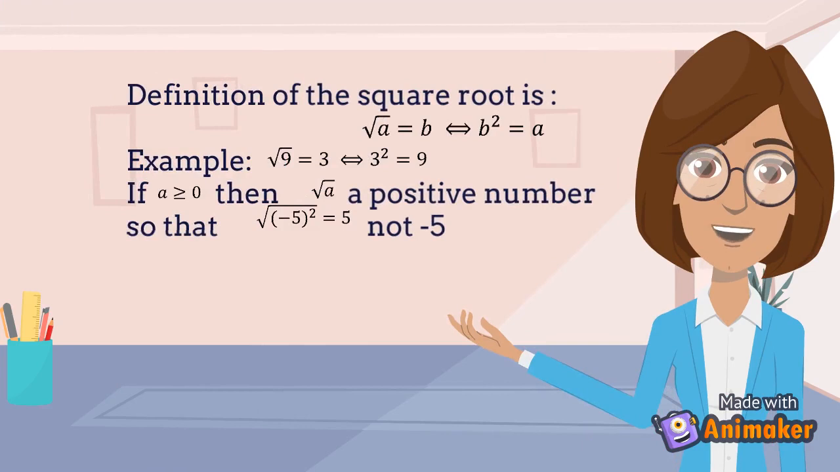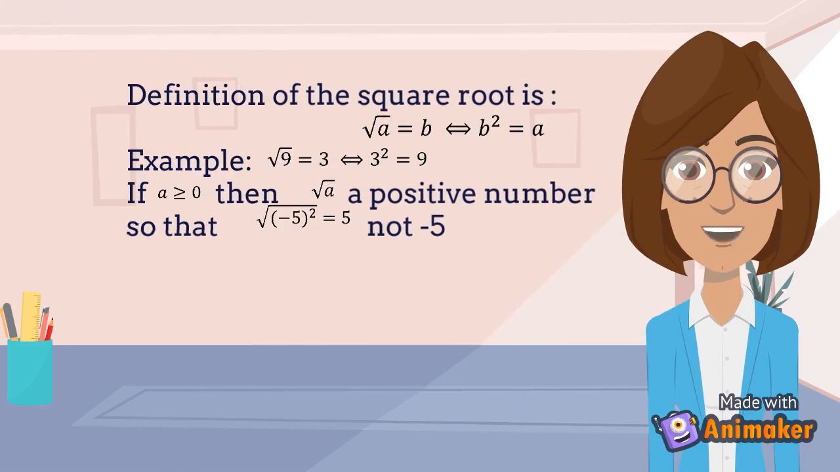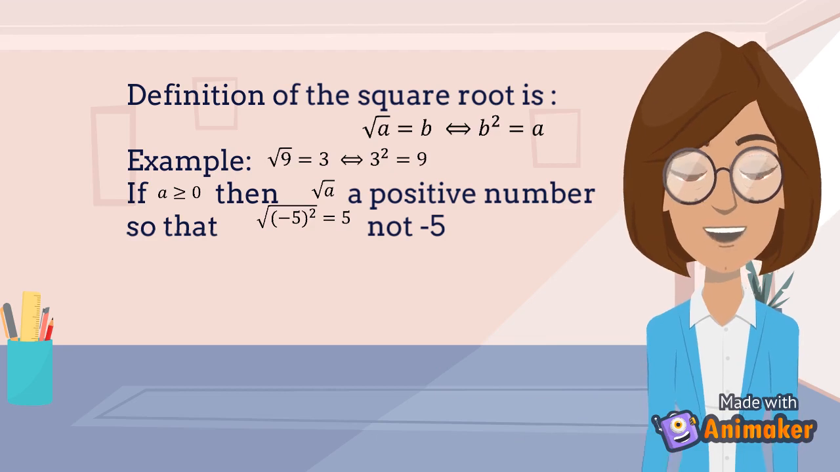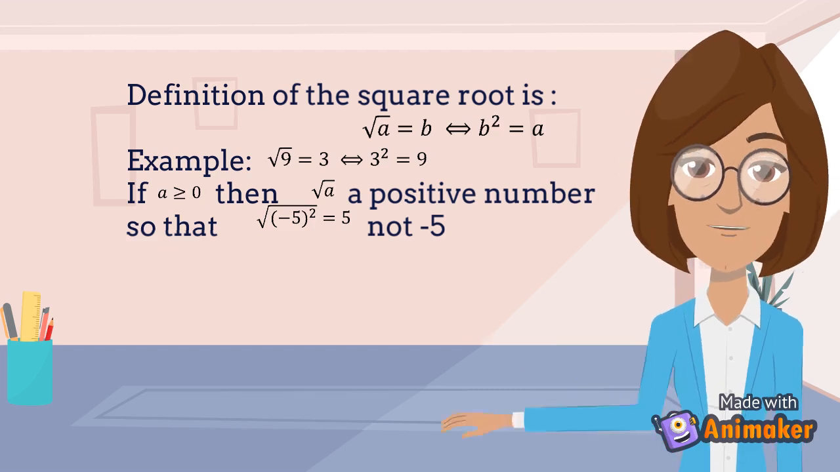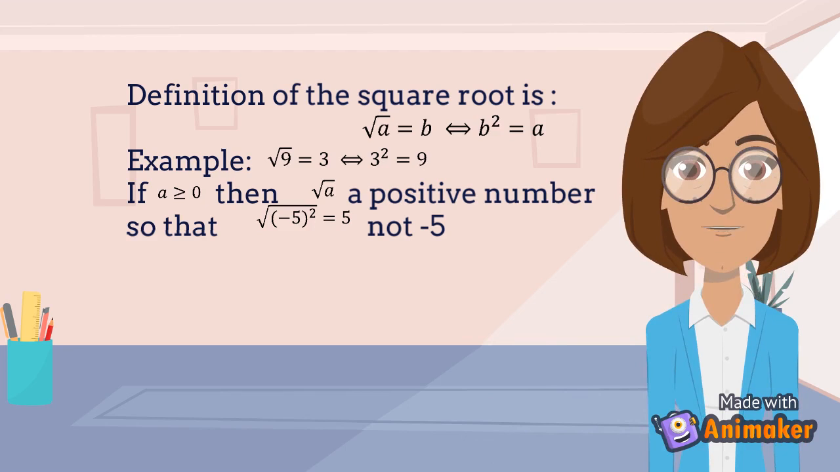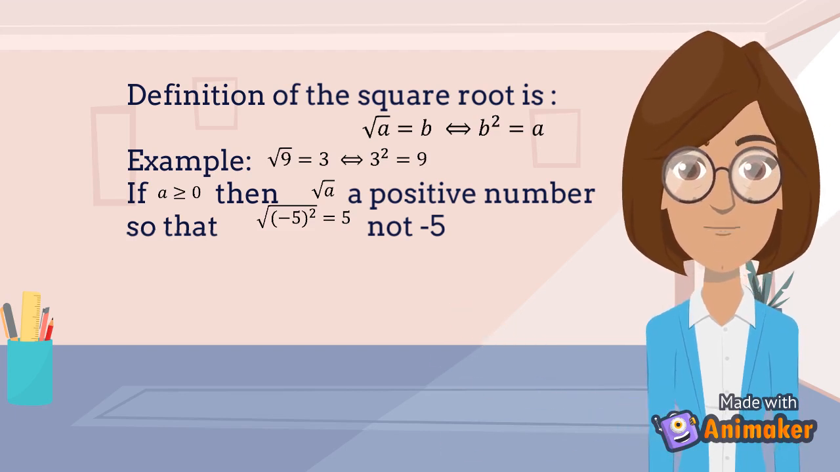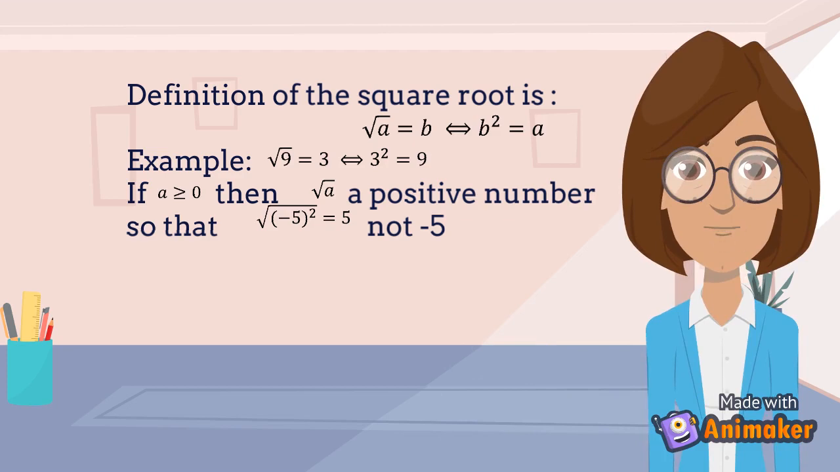Definition of the square root: the square root of a equals b is equivalent to b squared equals a. Example: the square root of 9 equals 3, which is equivalent to 3 squared equals 9. If a is greater than or equal to 0, then the square root of a is a positive number, so the square root of negative 5 squared is equal to 5, not negative 5.